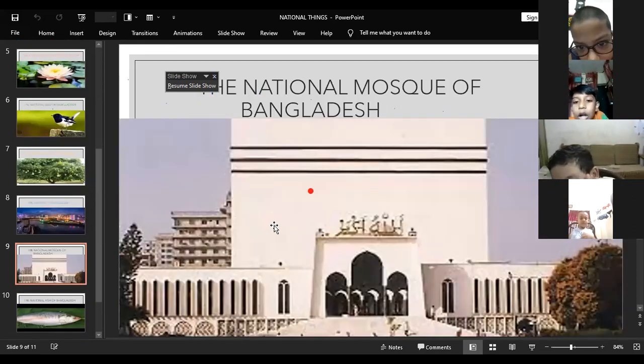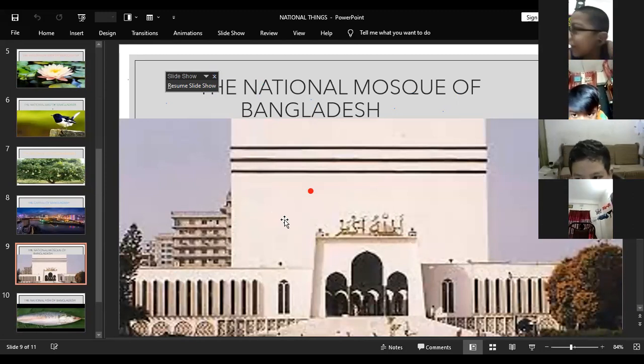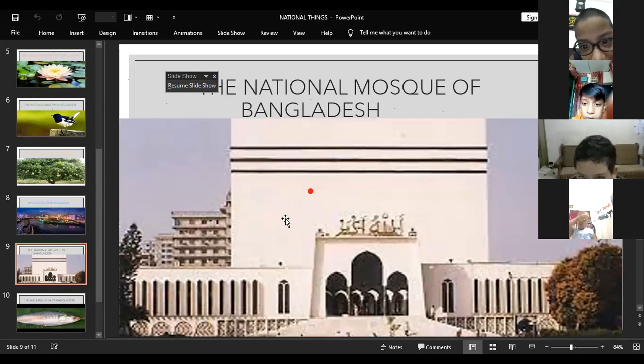What's the name of our national mosque? This is Baitul Mukarram Masjid. Baitul Mukarram. Yeah, this is Baitul Mukarram Masjid.